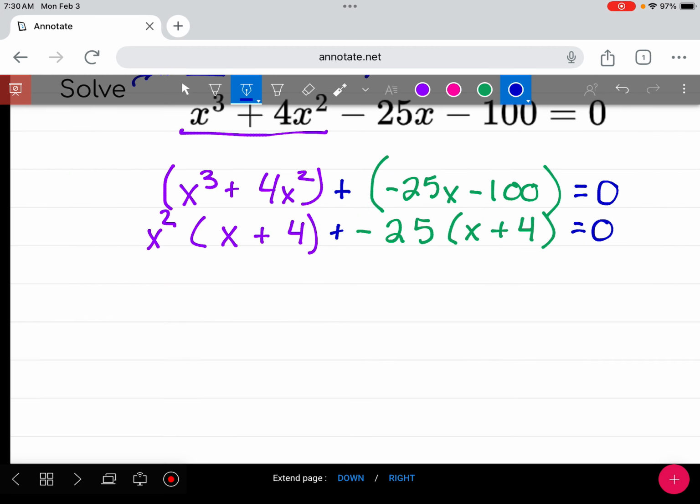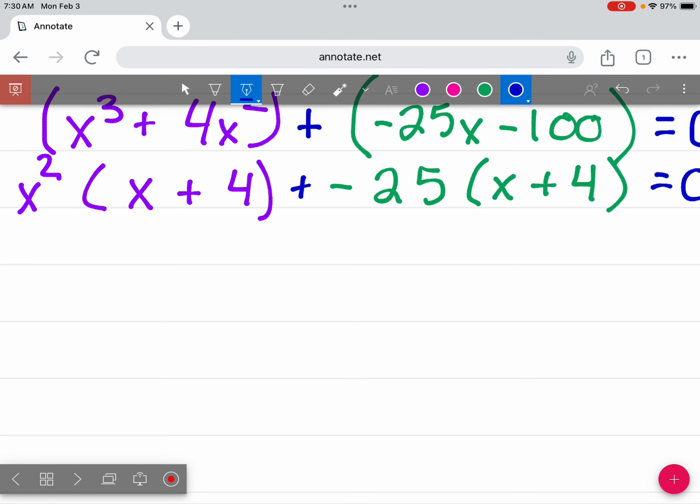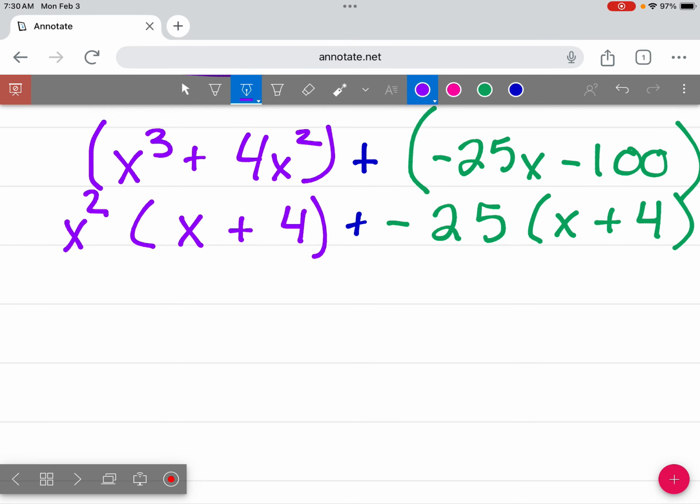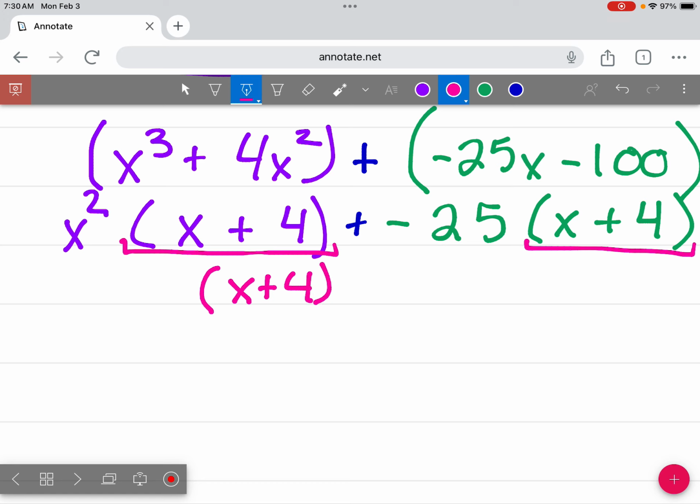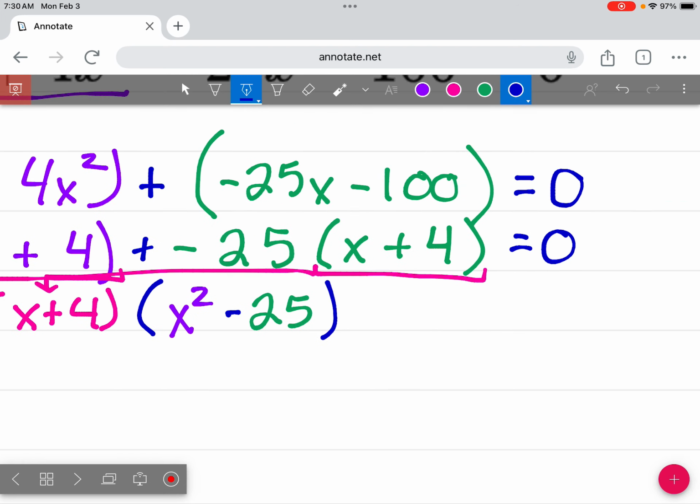So to get this into our factored version, where we finish this job, that's when we take our piece that matches up exactly, this x plus 4, and we're going to put those together. Pull that out like its own GCF. That's what that is. And then the leftover bits go together. My x squared plus negative 25, minus 25, right? And this thing still equals 0.